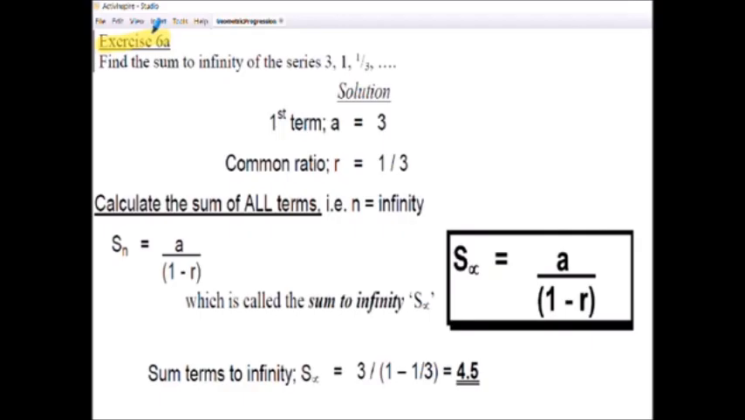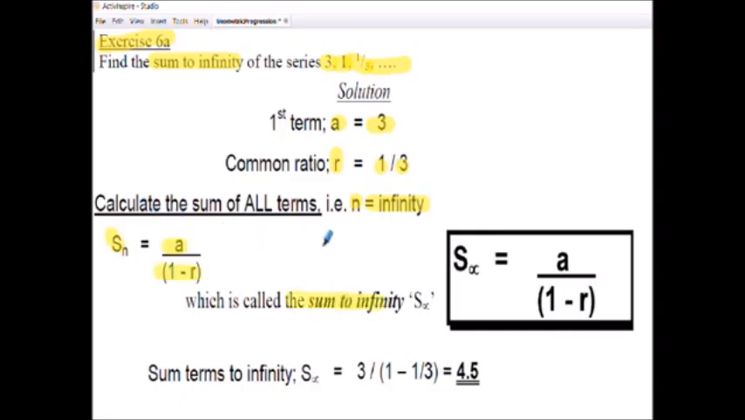Okay, in exercise 6 we're asked to sum to infinity here the series 3, 1, 1/3, etc. So in this particular case, the a, the first term, is 3. The common ratio r is equal to the second term divided by the first term, so it's the 1 divided by 3 here. And the n is effectively infinity here, all the terms. Now because the r value is between minus 1 and plus 1, we can use the simplified equation Sn is equal to a divided by 1 minus r.